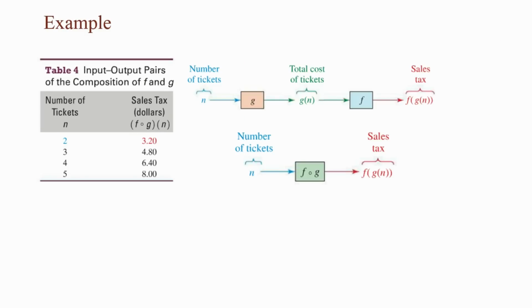So just looking at our last table, we see that we have our number of tickets, N. It goes through the function G to give us the total cost of our tickets, G of N. Then G of N goes through our function F as an input to give us an output of the sales tax, F of G of N. I can create a function that bypasses that, where all I have to do is give them the number of tickets. It goes through F of G of N, and I have my sales tax.